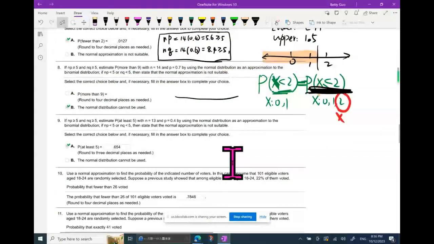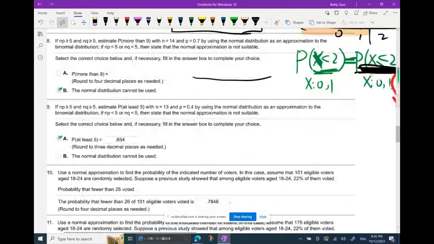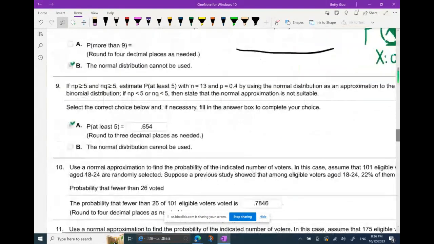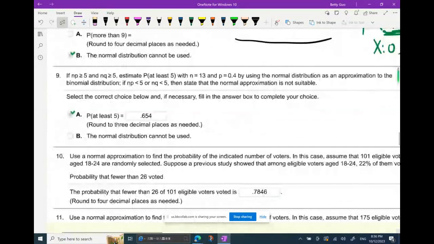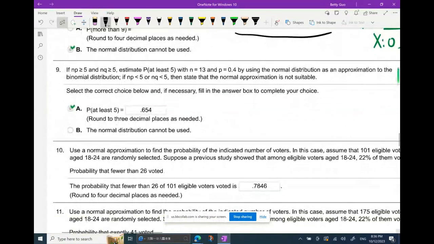This one is to find at least 5. Okay. Number 9. If np is no less than 5 and nq is no less than 5, estimate this probability. So now we have a binomial with n equals 13, p equals 0.4.